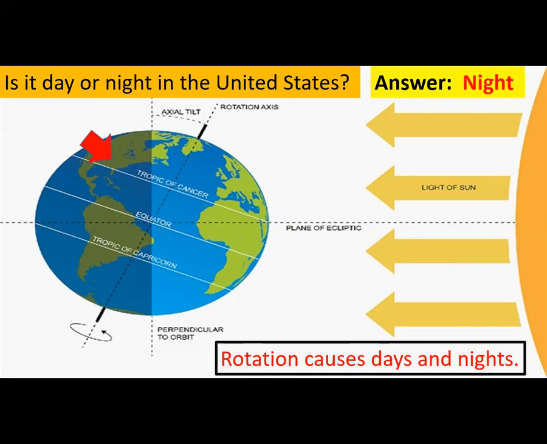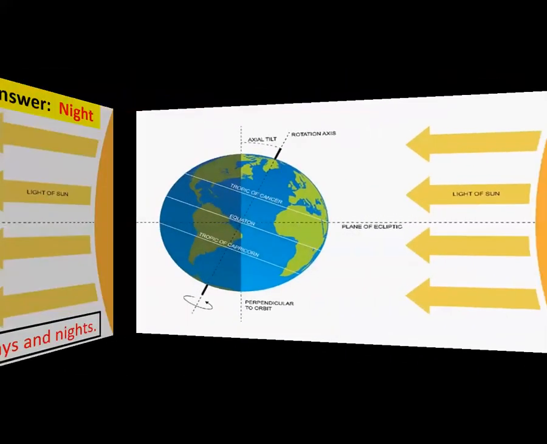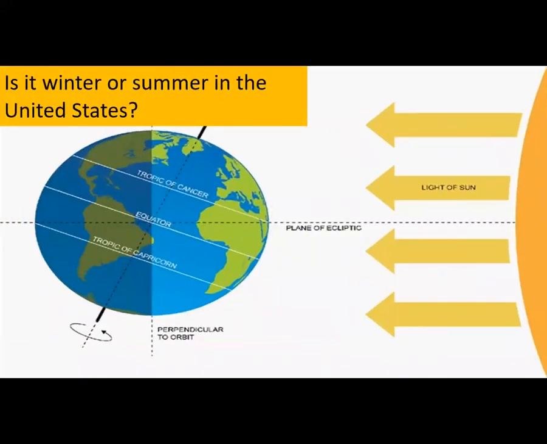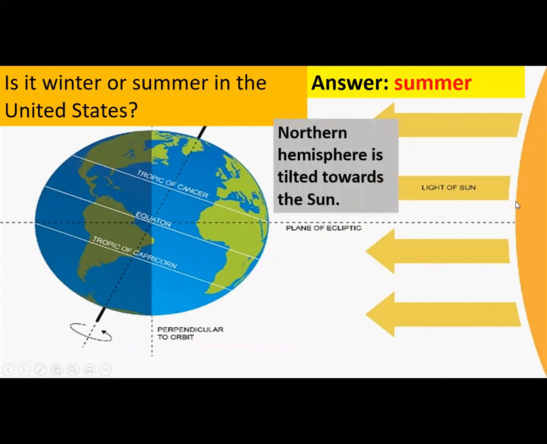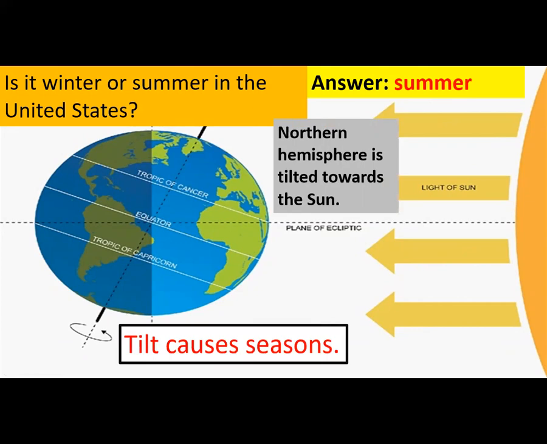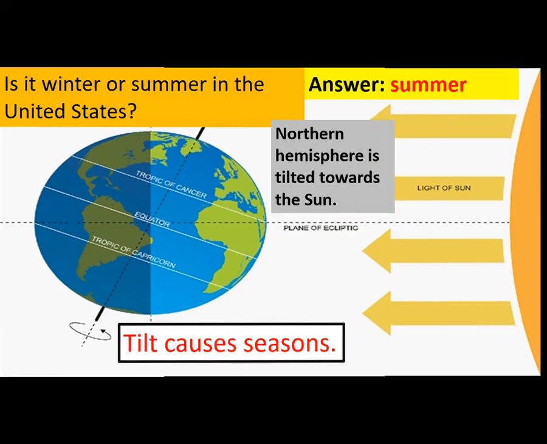Rotation causes days and nights. Is it winter or summer in the United States? It is summer because the northern hemisphere is leaning towards the sun. Tilt causes seasons.